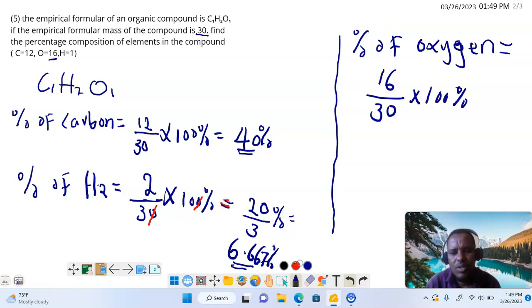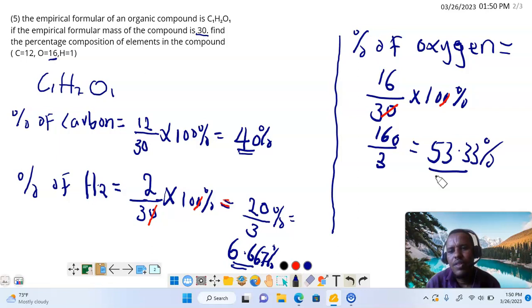So let's do the cancellation. 0 and 0 cancel each other. So you have 16 times 10, which is 160, all over 3, because 0 is cancelled by 0 and here we have only 3. Sorry, 160, not 16, divided by 3. You will get 53.333 recurring percent. So that's how you calculate it.